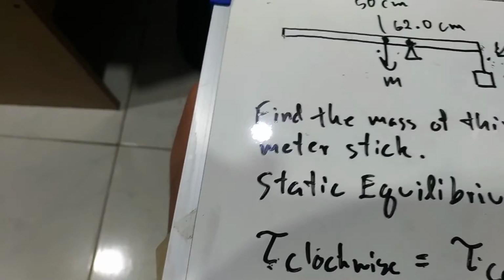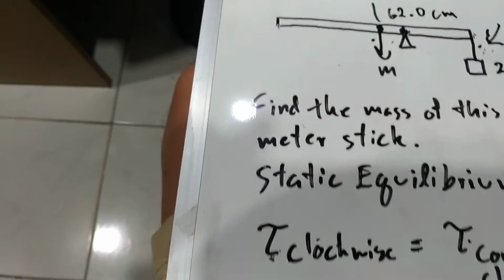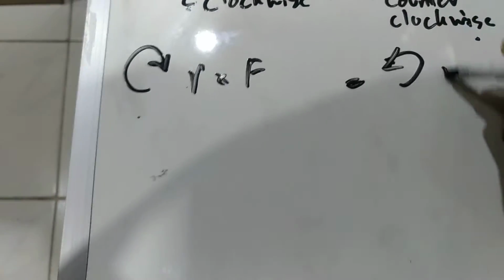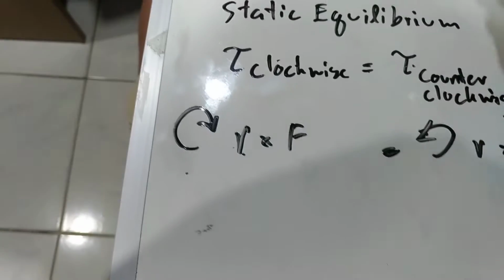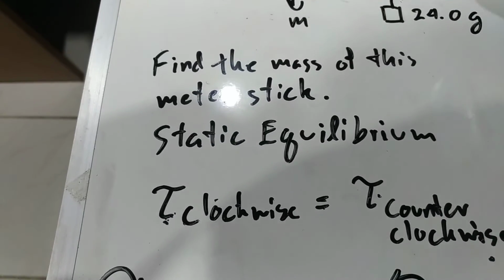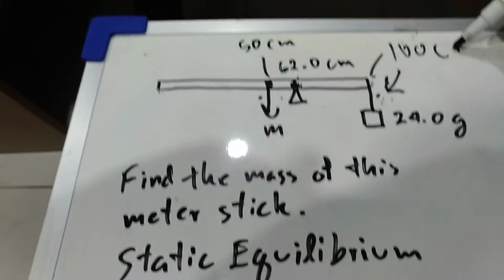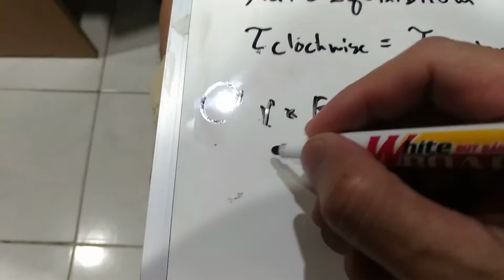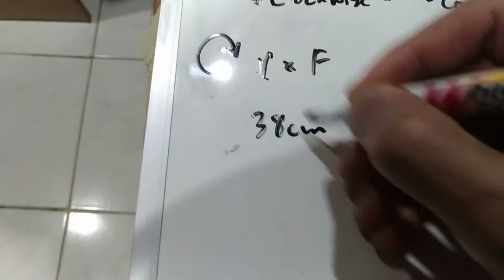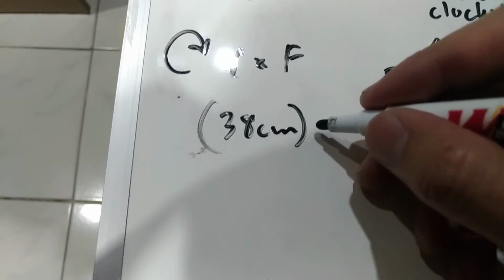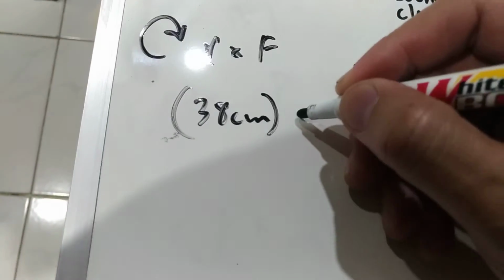So let's look at the clockwise first. Clockwise is R times F. This is counterclockwise R times F. So you find the R for clockwise. From 62 to 100, so this is the 100 centimeter mark. So from 62 to 100, that's 38 cm. Don't worry about the unit, can be cm or meter, but they will cancel out with the unit on this side. Times the F.